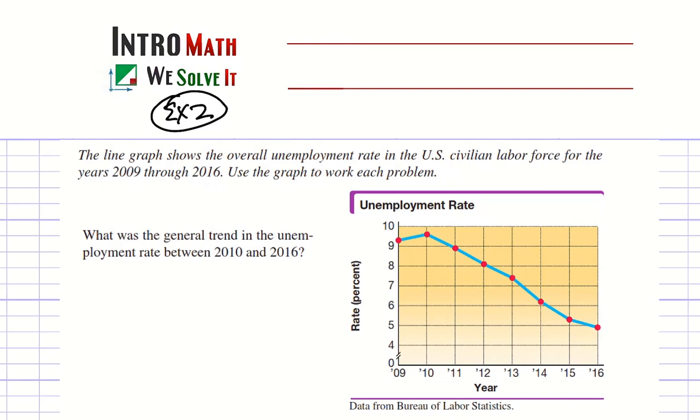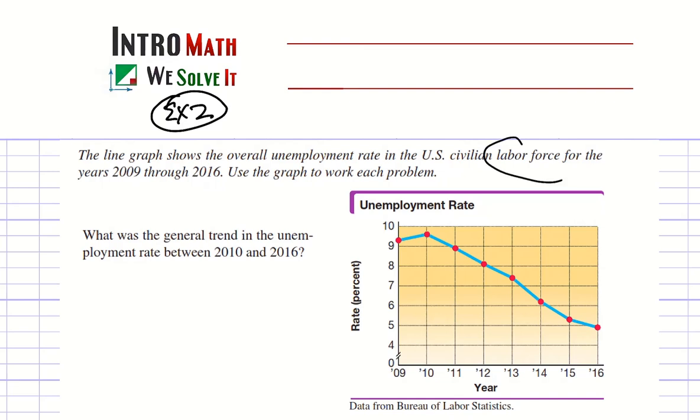The same graph. The line graph shows the overall unemployment rate in the U.S. civilian labor force for the years 2009 through 2016. Use the graph to work each problem. The problem here is, what was the general trend in the unemployment rate between 2010 and 2016?